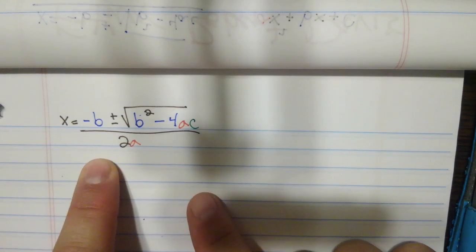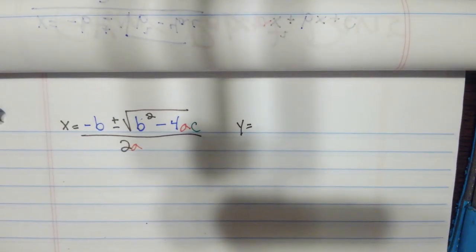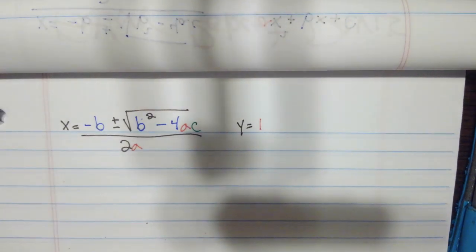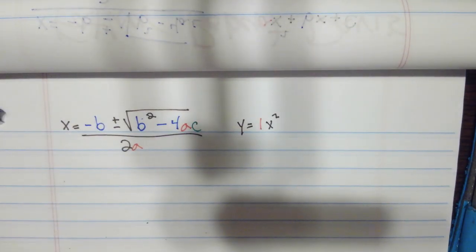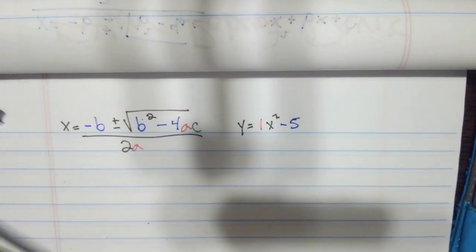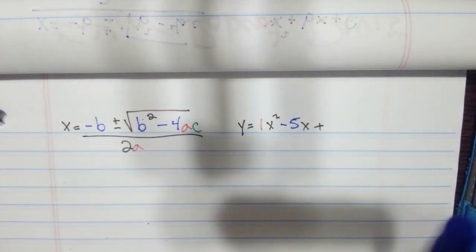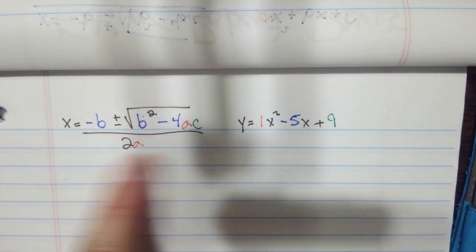Okay, so there's my equation, and I'm going to write out the equation they gave me. For this one, they give you y equals 1 x squared minus 5 x plus 9. Okay, so it's already color-coded, so I'm matching everything up.